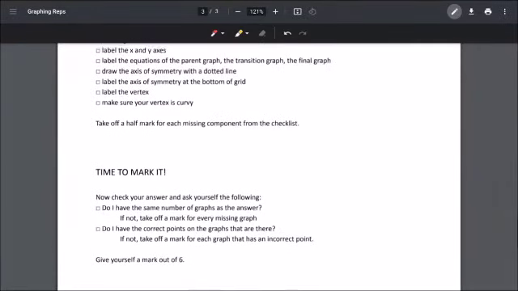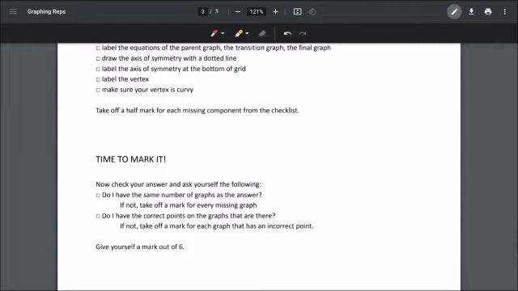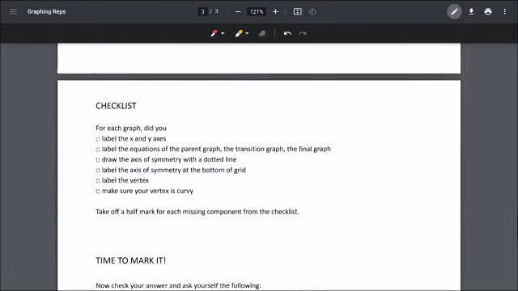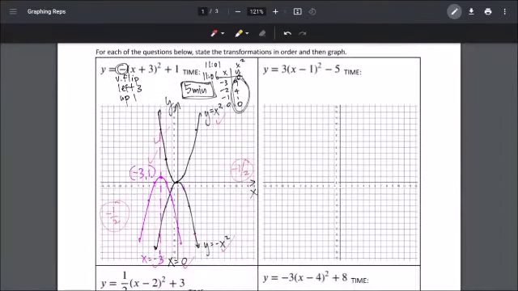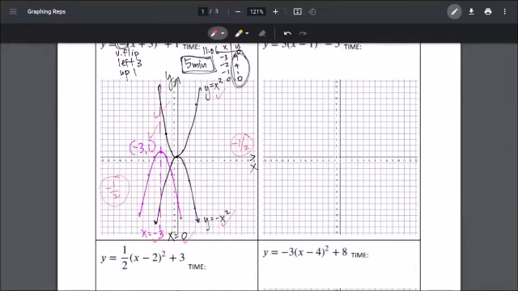Okay, then I'm going to check your answer and ask yourself the following. Do I have the same number of graphs as the answer? If not, take off a mark for every missing graph. Do I have the correct points on the graph that are there? Of course, I don't have a graph to compare to. I'm making the answer key right now, but you'll have the answer key that I'm about to make. So you can see that I'm missing my... Oh, I got, okay, 3 graphs. That's how many graphs you should have.